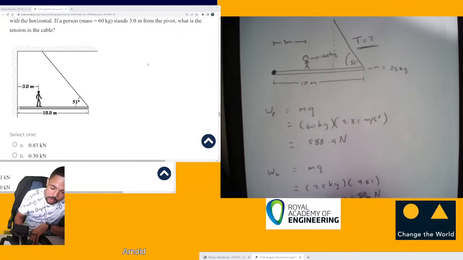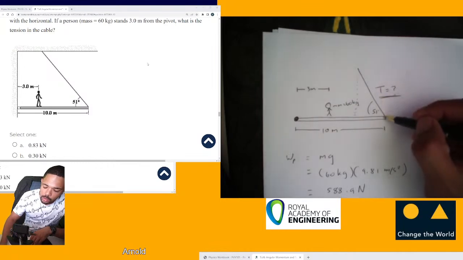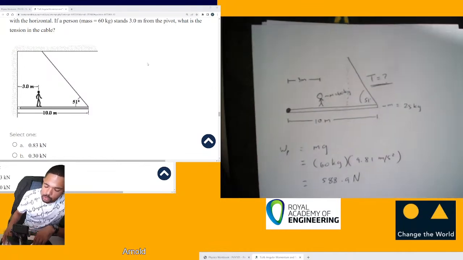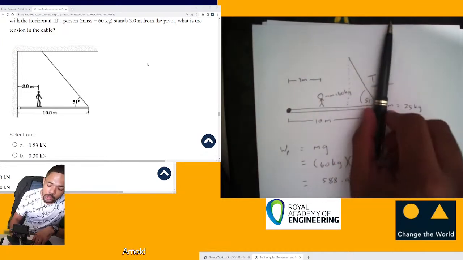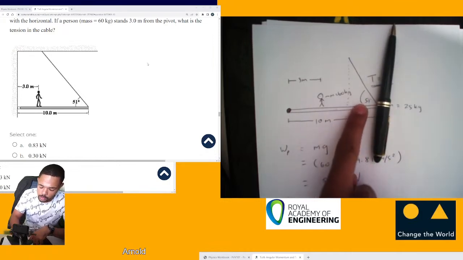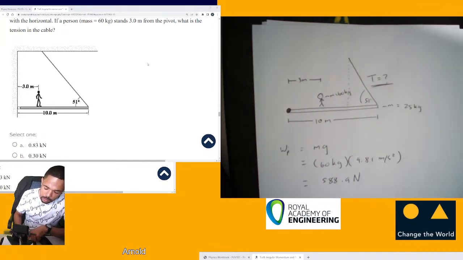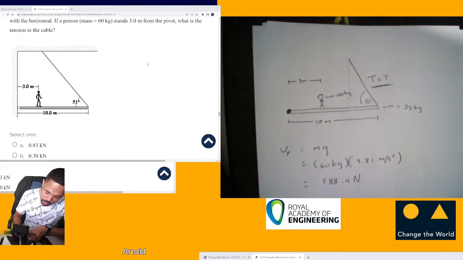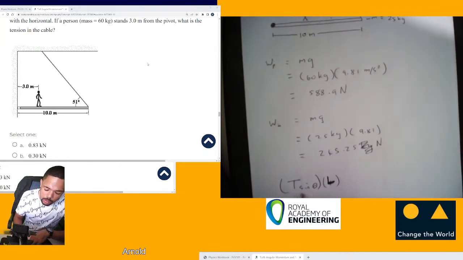Let's just work with the torques. This tension is going to cause a counterclockwise torque, through its vertical component. And how do we get the vertical component of this tension? It is just T sine theta, multiplied by the length of the beam, that is L, not 4. So T sine theta is the vertical component of the force of tension.